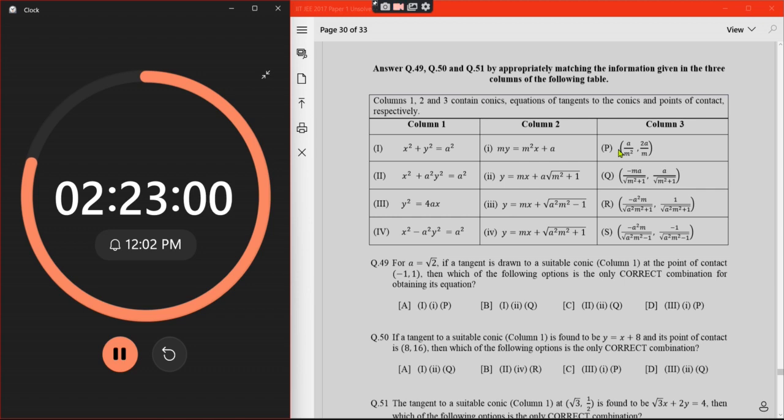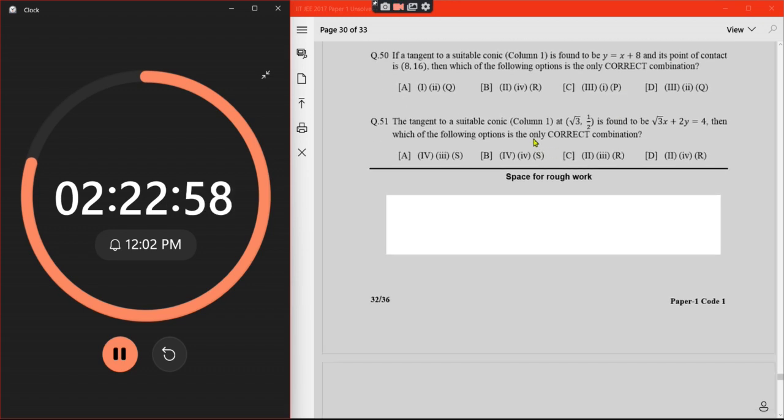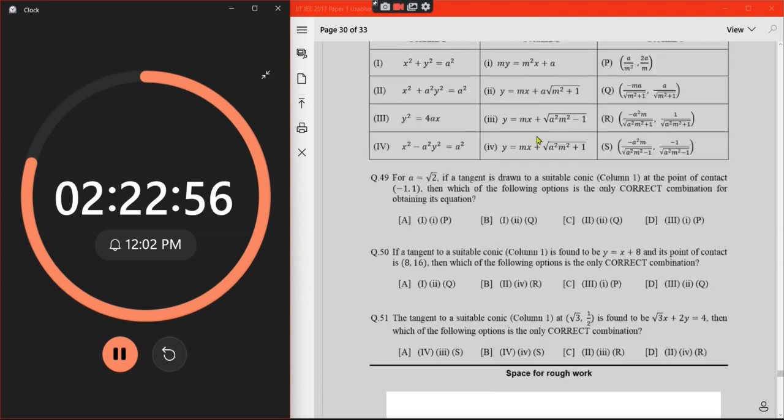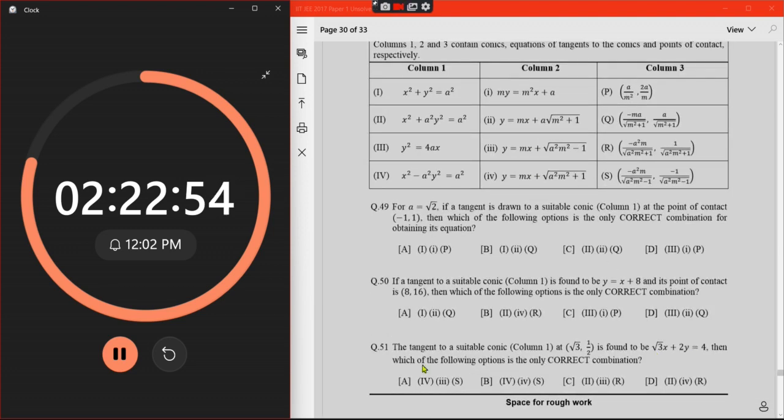Next question, 51. Tangent to the suitable conic, column 1 at (3, 1), so 3 comma 1 upon this. The following is the correct combination. So this is positive, everything. Okay. Slope is negative. M is just negative square root 3 upon 2. Okay. And then this C thing is positive, which is okay, that's guaranteed.